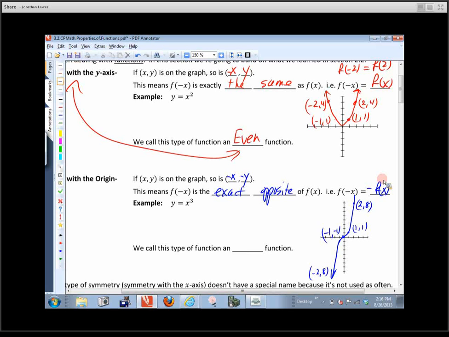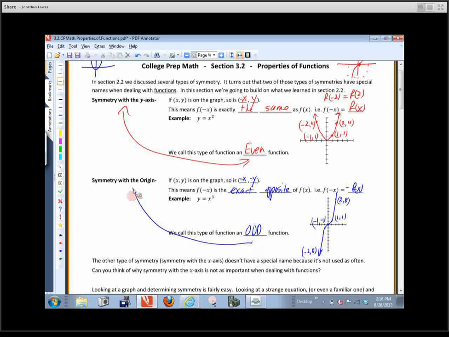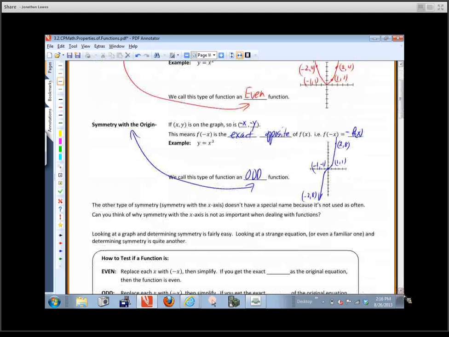Okay, now, if this one was called an even function, if that's our verbal shorthand for symmetry with the y-axis, what do you suppose our shorthand is going to be for symmetry with the origin? Odd. Okay? So an odd function just means it's symmetric with the origin. So again, if I say odd, you know we're talking about something that's symmetric with the origin. If I say we've got a function that's symmetric with the origin, you can say we're dealing with an odd function.